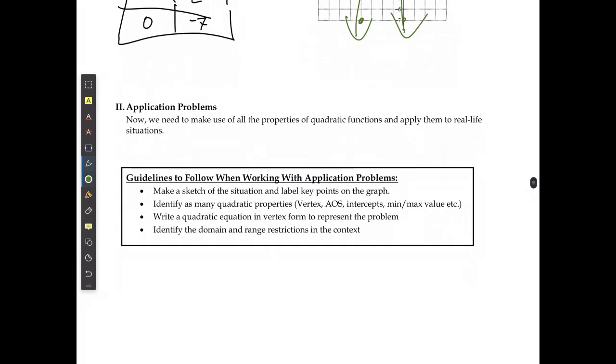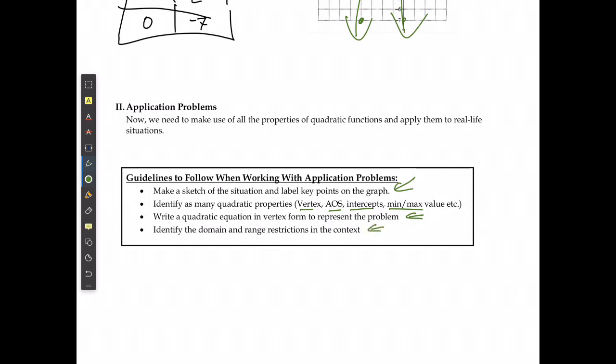If I'm using these for application or problem solving, the first thing is I'm going to make a sketch of the graph given my details. Obviously, when you're sketching the graph, it should look like some form of a quadratic. The second thing, I'm going to identify as many of the properties as possible. What is a vertex, the axis of symmetry, the intercepts, the minimum or maximum value, all the things that are relevant towards my problem. I'm going to create an equation in vertex form to represent what the graph looks like.